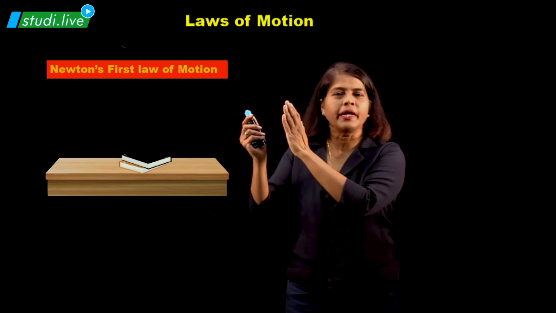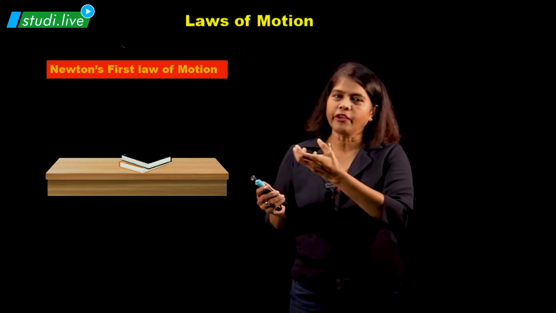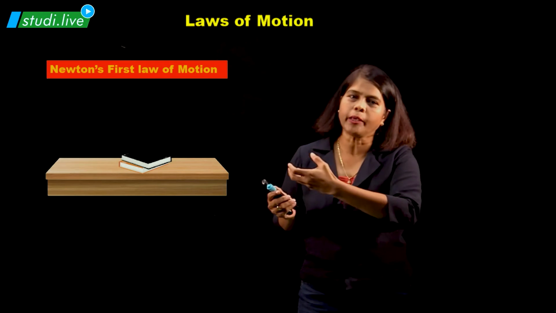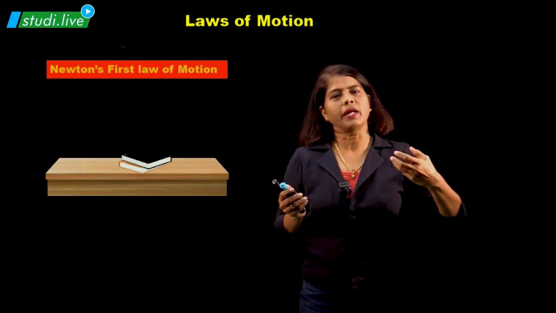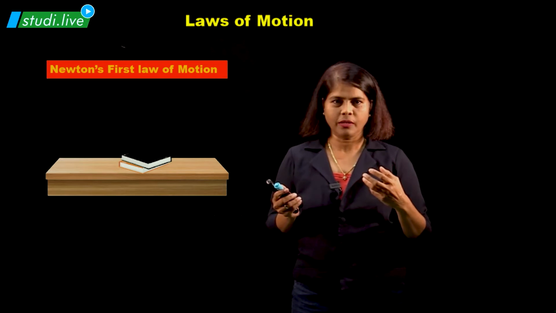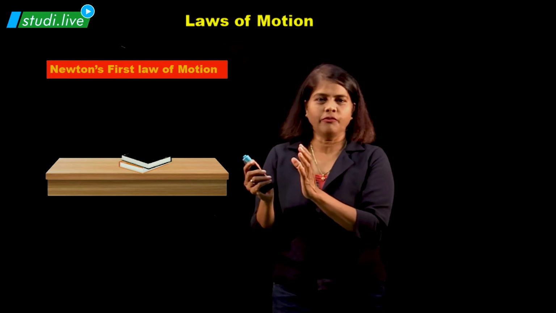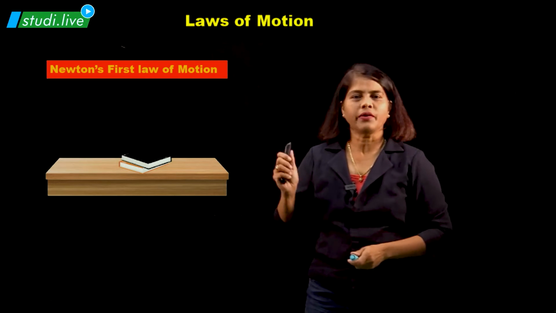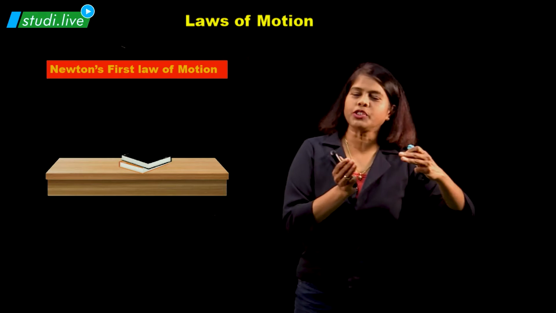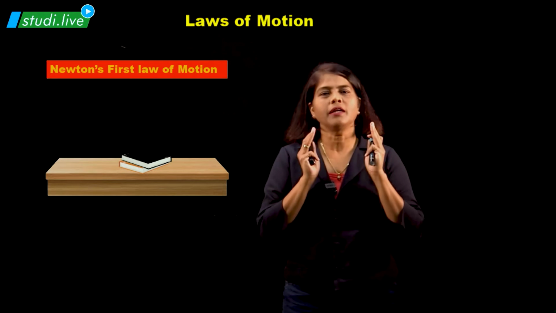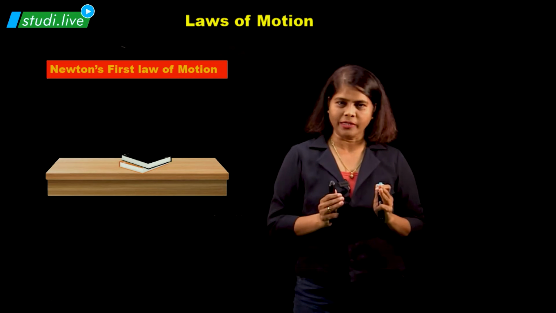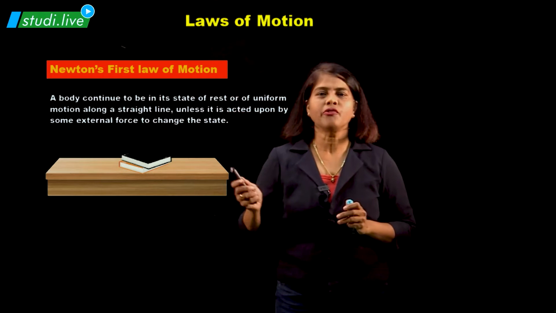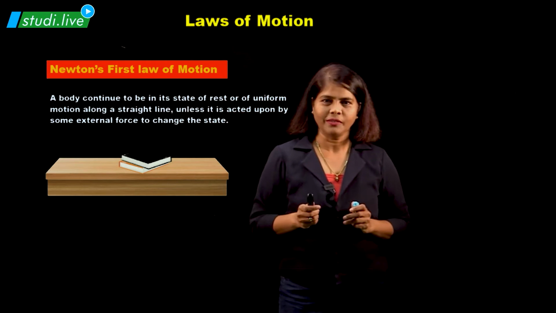So he said that every body will remain at rest, and if the body is moving, the body will keep on moving unless you apply an external force. So together we have a definition that every body will remain at rest or in uniform motion unless an external unbalanced force is applied, and that is Newton's first law of motion, right?